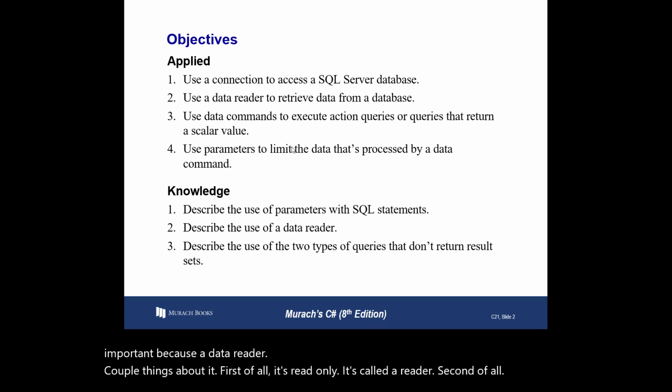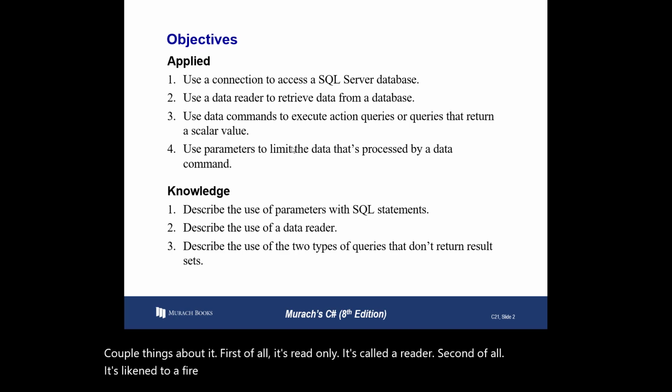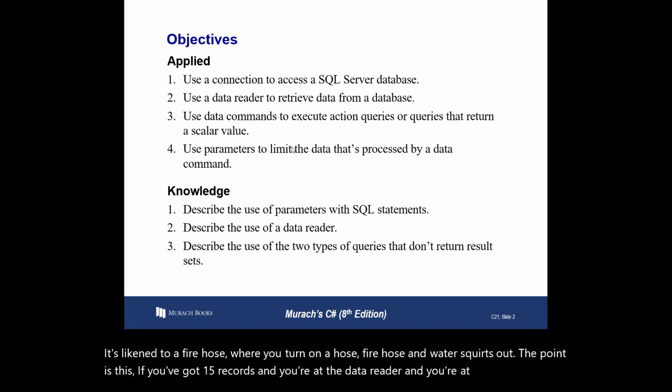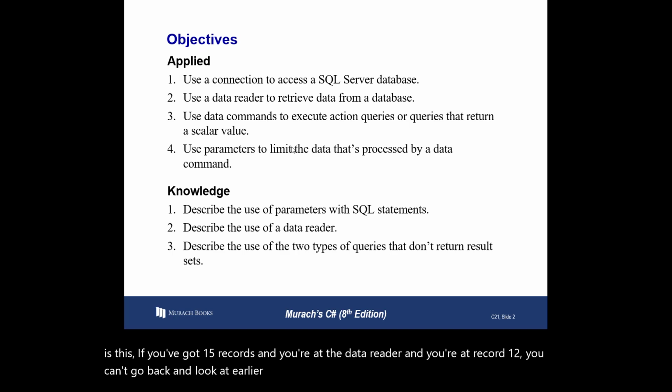Second of all, it's likened to a fire hose, where you turn on a fire hose, and water squirts out. The point is this. If you've got 15 records and you're at the data reader and you're at record 12, you can't go back and look at earlier ones. You can only go forwards.